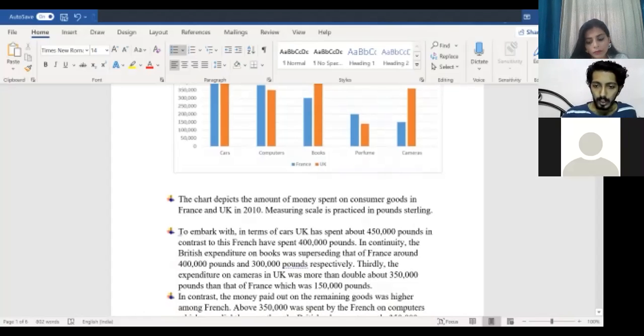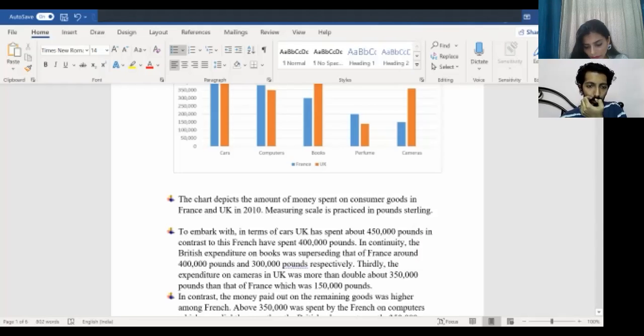Then I use cohesive devices, and I again repeat what I did earlier. British expenditure on books was superseding that of France, around 400,000 pounds and 300,000 pounds respectively. So again, I presented my information in a whole different way. I could have just done it again, that books in UK are 400,000 expenditure, and books in France are 300,000. What did I do? I made a paraphrased statement again. I used the cohesive device in continuity.